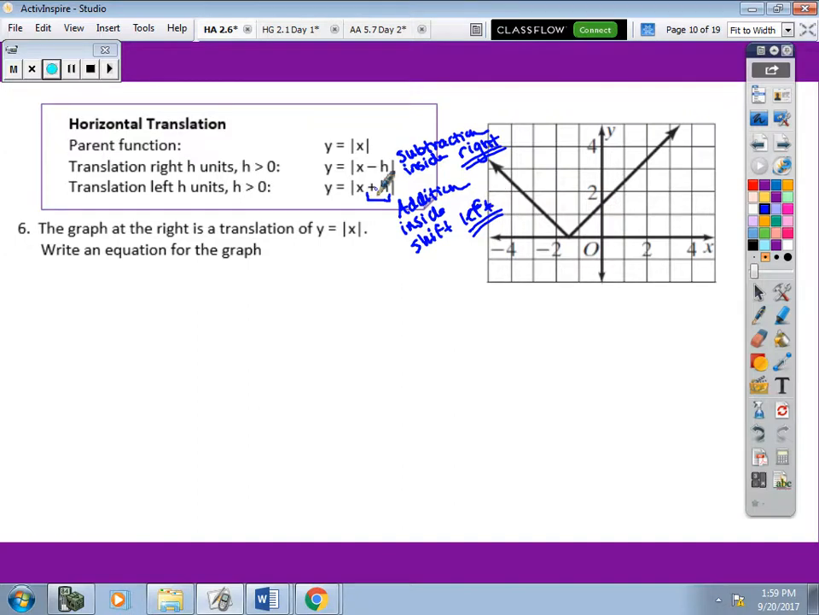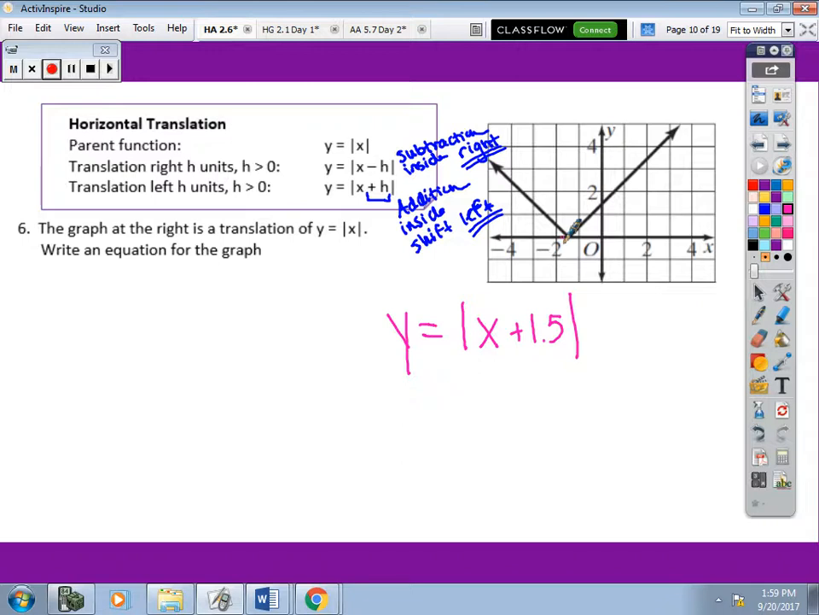So example 6 asks us to look at the graph and write an equation to describe the translation of x. Who thinks they could tell me what our equation would be? Mason? Y equals absolute value of x plus 2. Close. It's not going all the way over to 2. It looks like 1.5. And again, make sure that's inside. And that's because it went to the left 1.5.